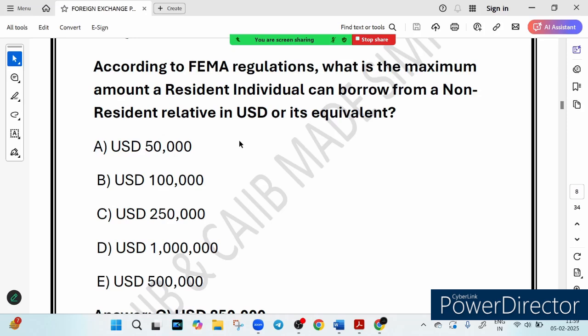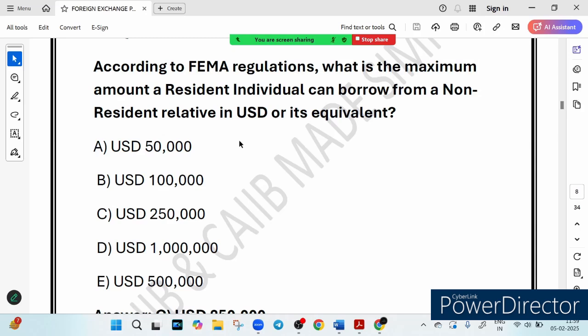Option A says $50,000. Option B says $1 lakh, $2.5 lakh, $10 lakh, $5 lakh. What do you think? So the first option says $50,000. You know, 50,000 is a relatively small amount compared to the FEMA actual limit, right? So suppose an NRI uncle wants to help his nephew in India with a personal loan. He can send more than $50,000 legally under FEMA regulation.